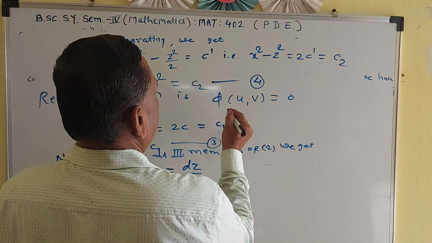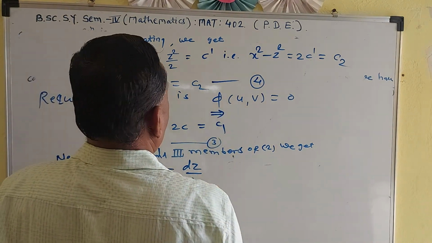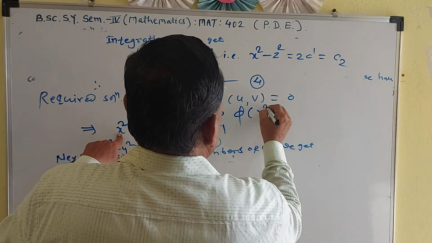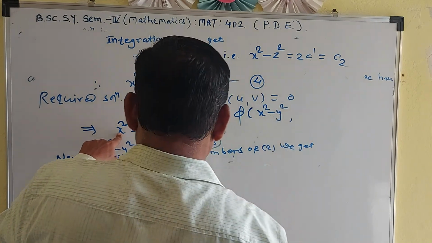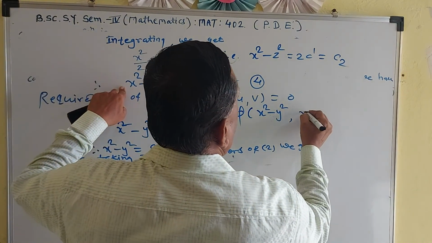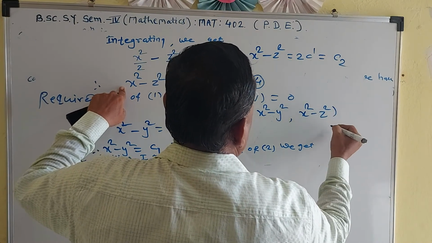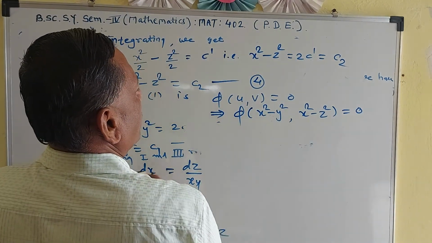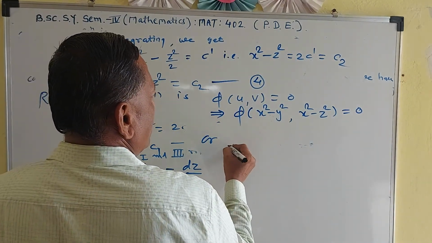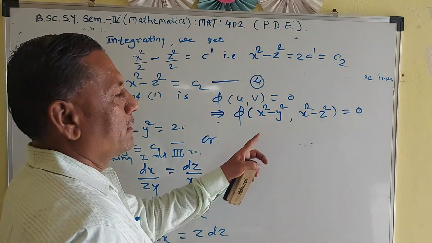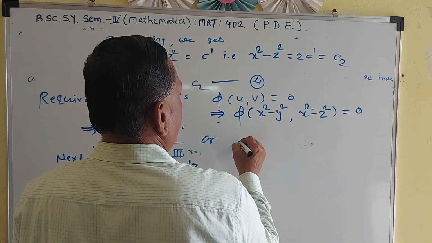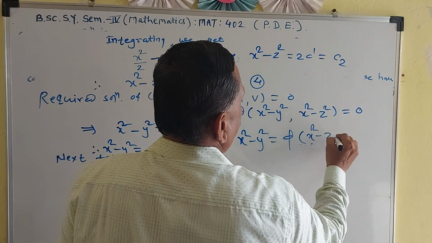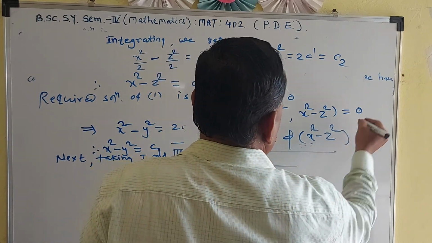So this can be written as phi of u, meaning x square minus y square, comma v, meaning x square minus z square, is equal to 0, or u is equal to phi of v, or x square minus y square is equal to phi of x square minus z square.